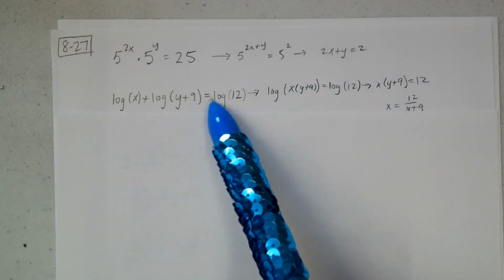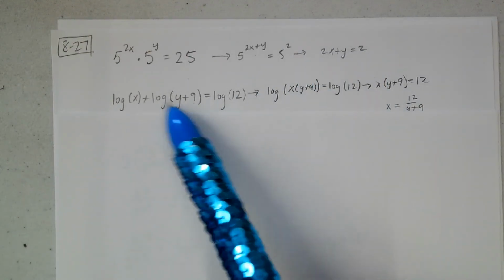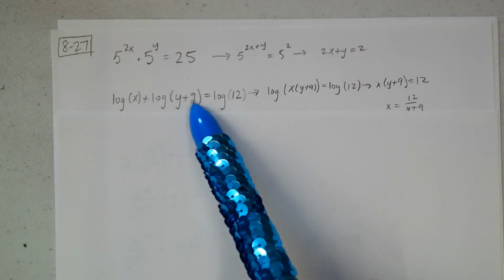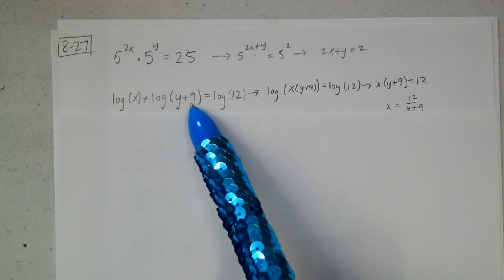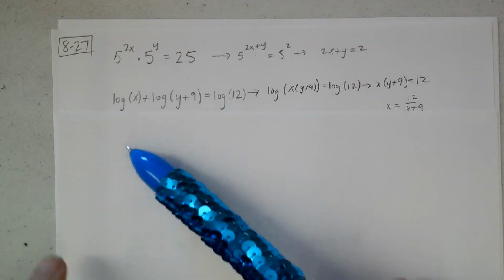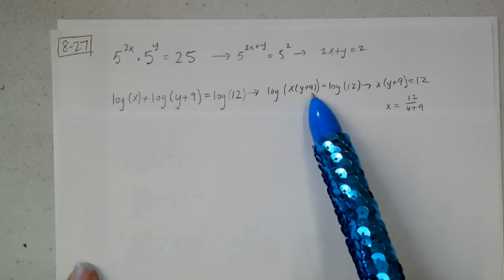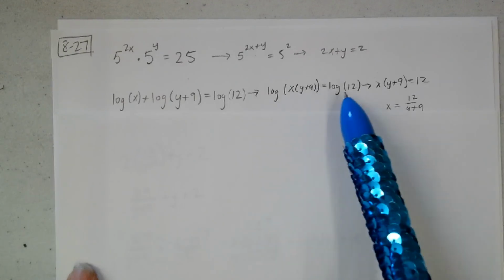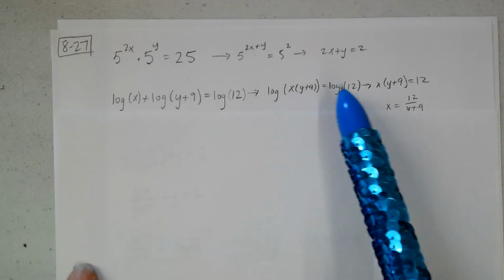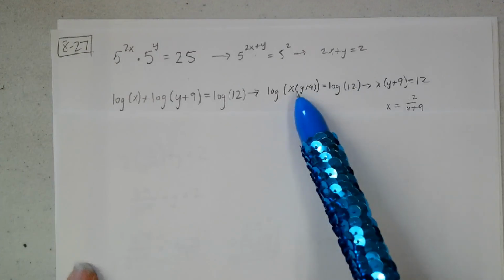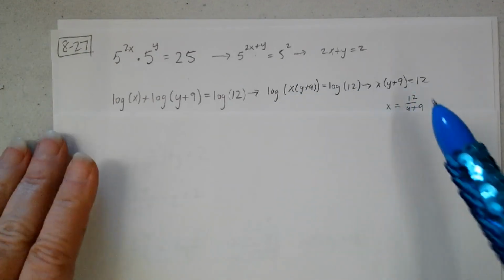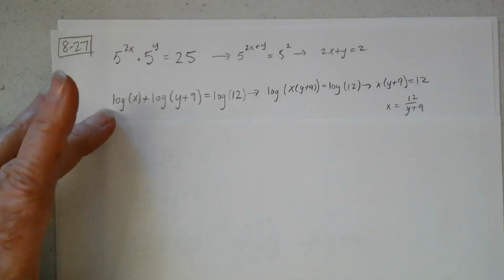And then I went and looked at this one, and I saw that maybe I could use the properties of logarithms. So I rewrote this as log x times y plus 9. And then I realized I have logs on either side, so I can equate the arguments. So that's what I did right here. And then I solved this one.